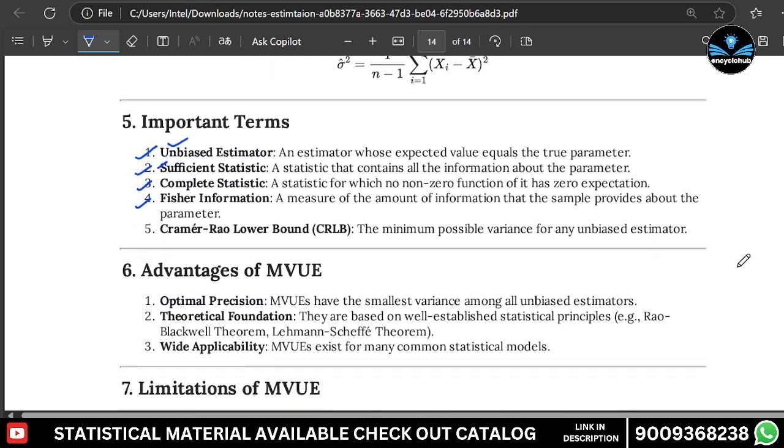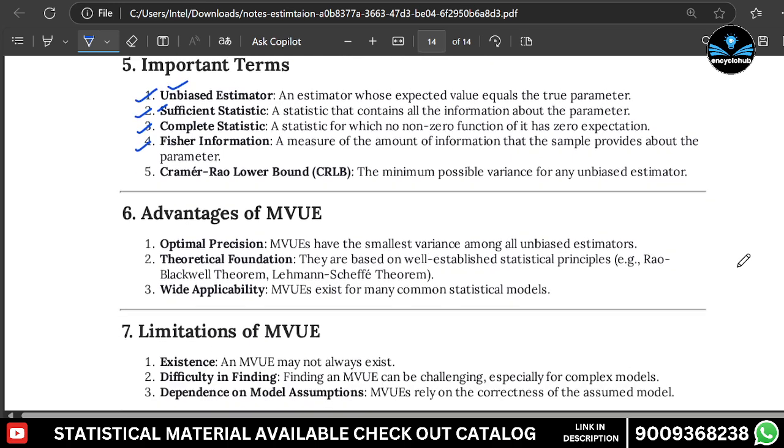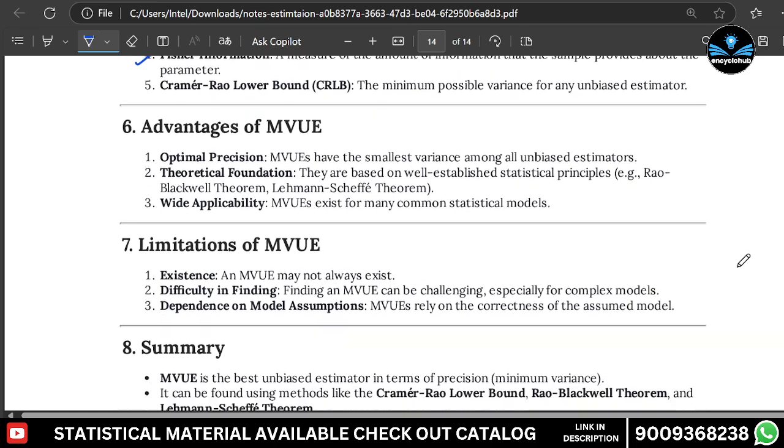Here are some advantages of MVUE, and limitations are also given here.